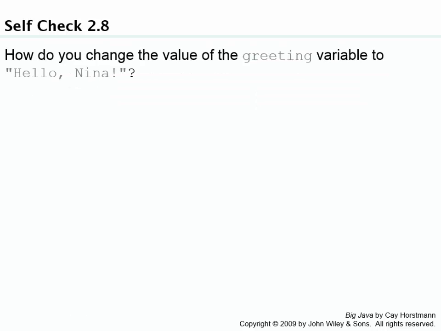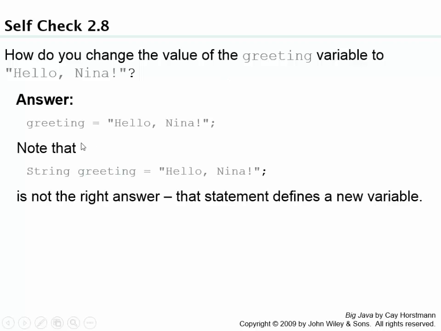So how do you change the value of a greeting variable to hello Nina instead of hello world? Well, you could reset the string like this. Notice it said to change the value, so greeting must have a value already, and I think we know it's hello world. How do we get it to switch to something else? We say greeting equals, and now replace hello world with this new string.